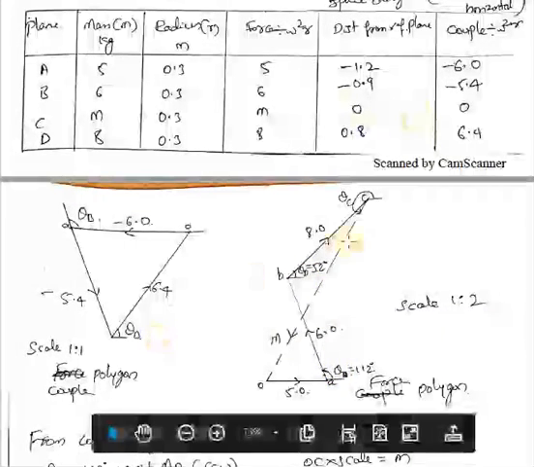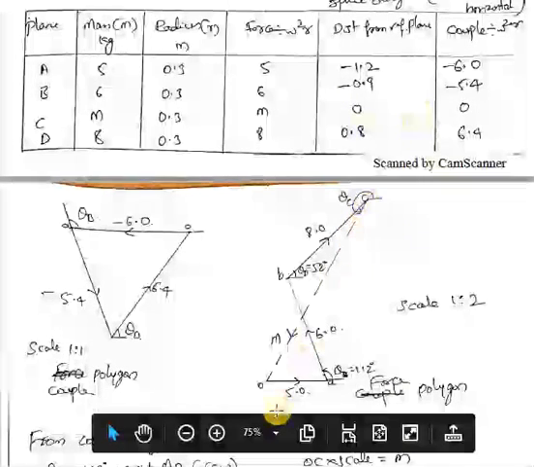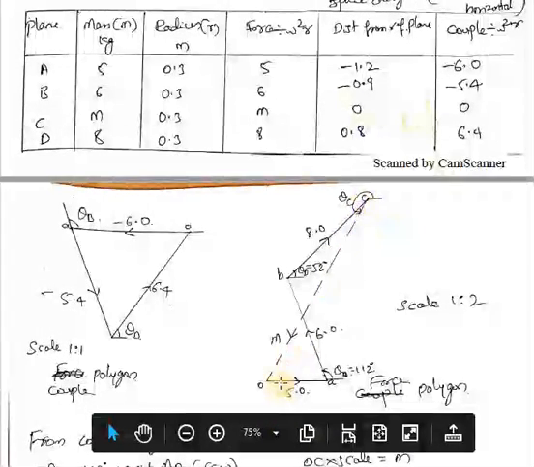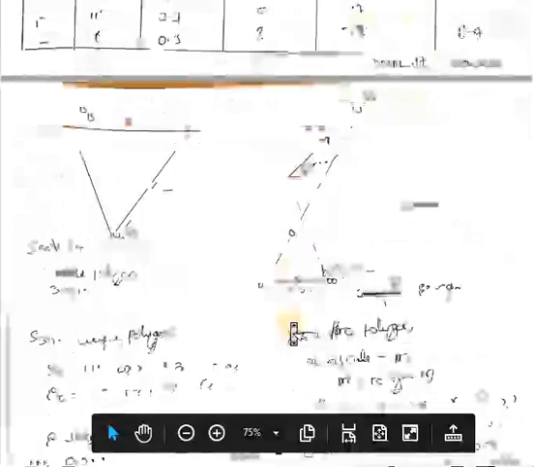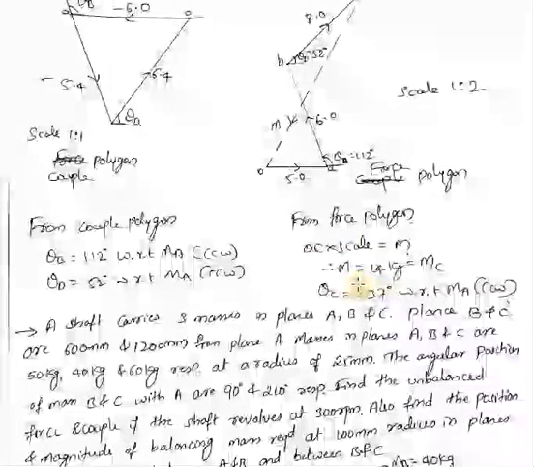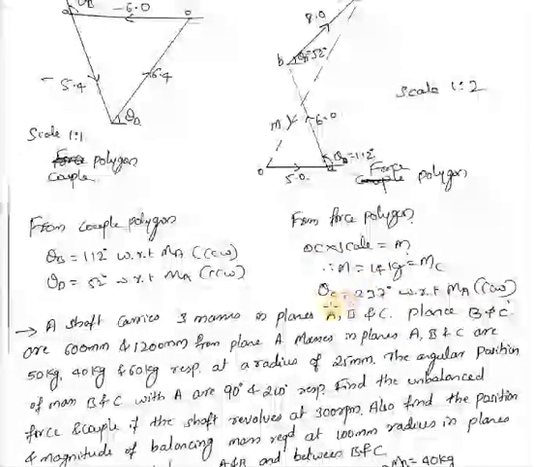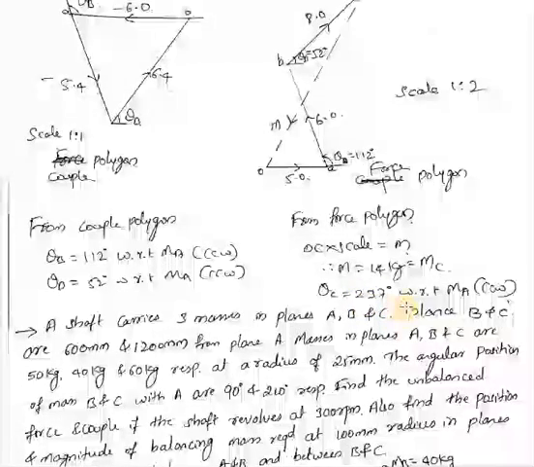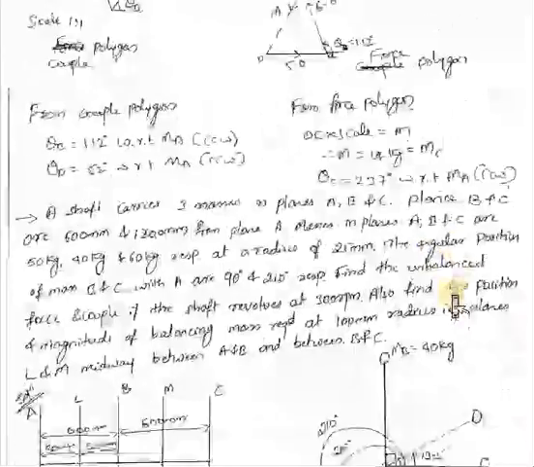Then from B to C, length is 8. So here you skip this because this is unknown. You have to jump to the next one. So 8 and angle is 52 degrees. Here these two angles you got from the couple polygon. Then join this C to O to complete the force polygon, and the length of this C to O should be equal to M. So from force polygon, OC into scale equal to M. From that you get M as 14 kg and theta C as 237 degree with respect to MA, which is measured in counterclockwise direction.